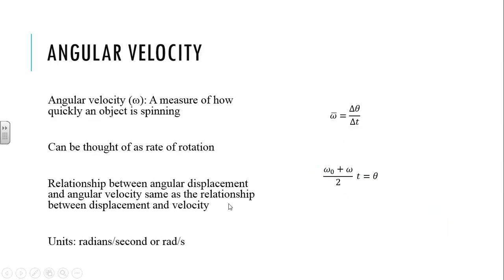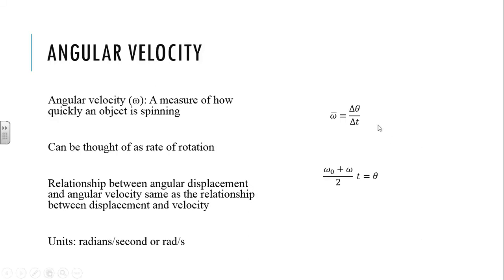Now, if we have a way to talk about angular displacement, we should have a way to talk about velocity, kind of like we had regular displacement, how far does an object travel, and then velocity, how fast and in what direction does it travel. We have a term called angular velocity, which measures how quickly an object spins, in terms of how quickly that angle changes. Usually I would think of this as the rate of rotation of an object. How many radians per second does it go through?